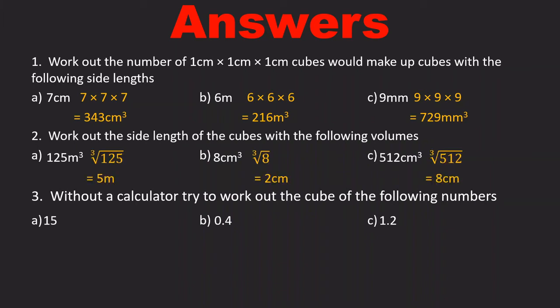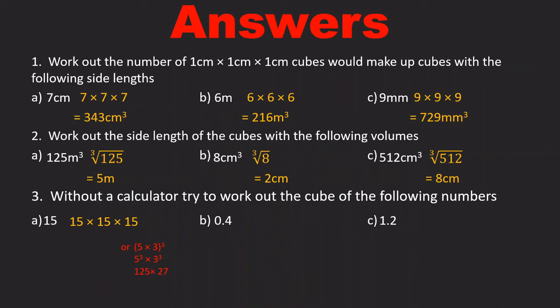For question 3, without a calculator, I can do 15 cubed by doing 15 times 15 times 15. Or I could say that 15 is the same thing as 5 times 3. So 15 cubed is the same thing as (5 times 3) cubed, which would mean that 5 is cubed and the 3 is cubed.